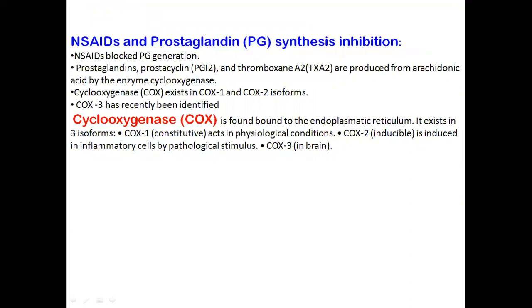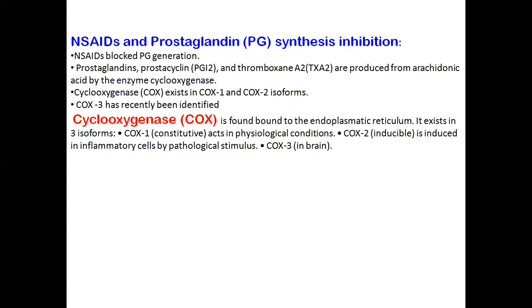So, what is the NSAIDs and prostaglandin synthesis inhibition process? NSAIDs block prostaglandin generation. Prostaglandin, prostacyclin, and thromboxane A2 are produced from arachidonic acid by the enzyme cyclooxygenase. Now, cyclooxygenase exists in two isoforms, COX-1 and COX-2. Recently, scientists have also identified COX-3.